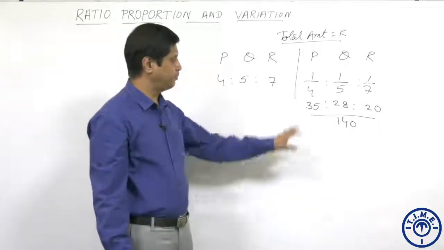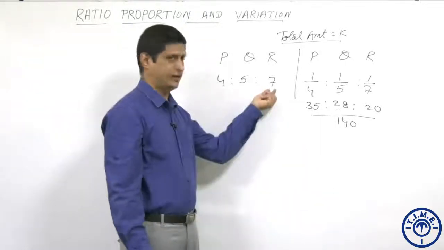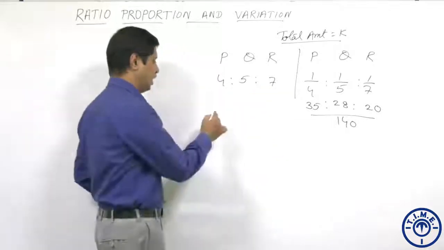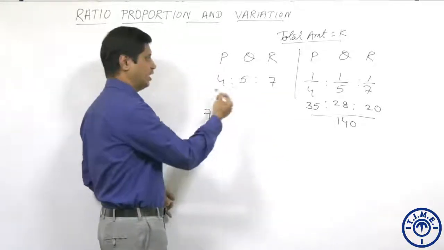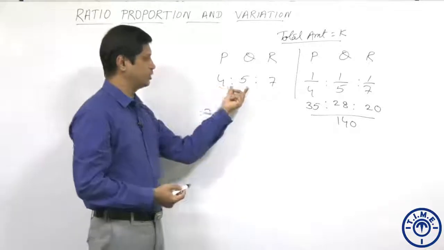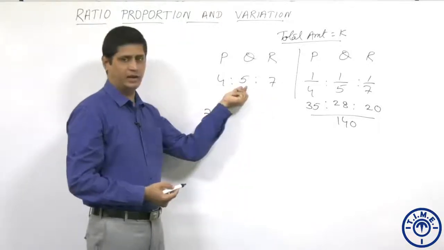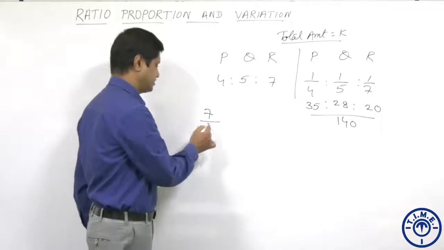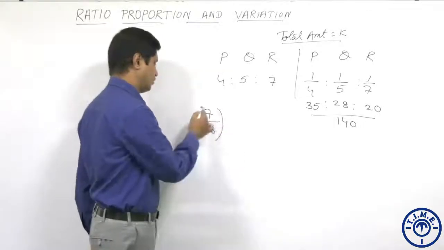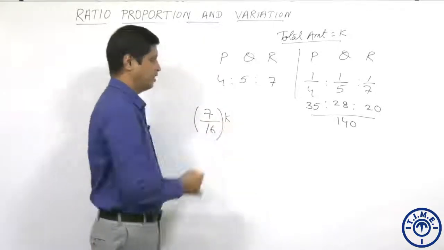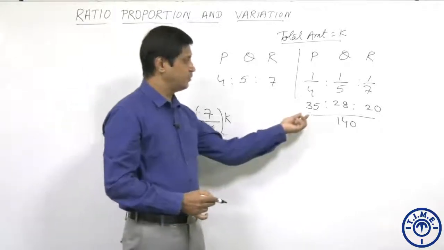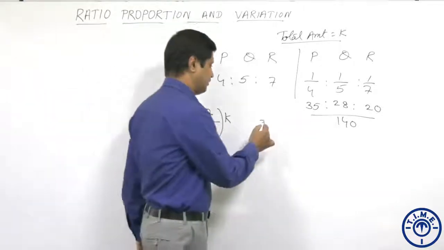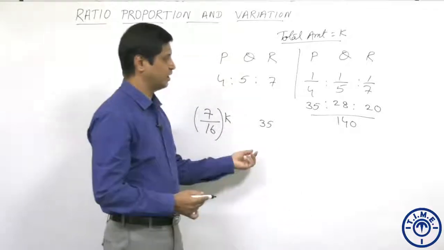Now, the value of P is less than the R value. What is the actual R value? R got 7 parts out of the total. What are the total parts here? 4 plus 5, 9, 9 plus 7, it is 16 parts of the total amount. What is the total amount? K. What about the P value? P got 35 parts out of the total.